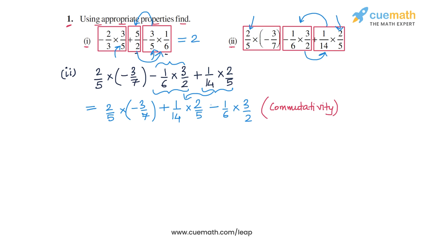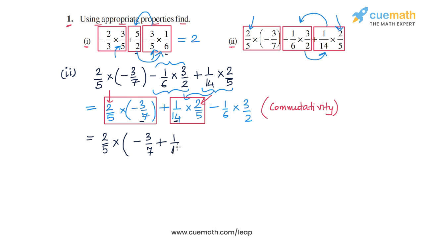Alright, now if we look at this part and now the new second part, these two have a common term of 2 by 5, so we can take out the 2 by 5 as a common multiplier. So we can write this as 2 by 5 into, and then we have minus 3 by 7 from the first part, and then we have plus 1 by 14 from the second part. And we can do this because multiplication is distributive over addition and subtraction. So we can do this because of this reason.